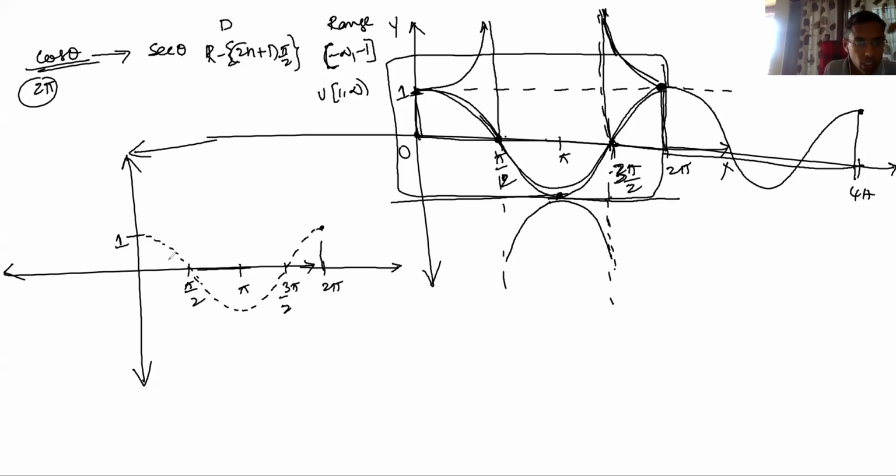Then secant theta graph is exactly opposite, right? So you are going to get like this. So here for pi by 2 it's going to be like this. First thing, and the next thing is first quadrant positive, so that is 1 to infinity. See here, 1 to infinity, first quadrant 1 to infinity.